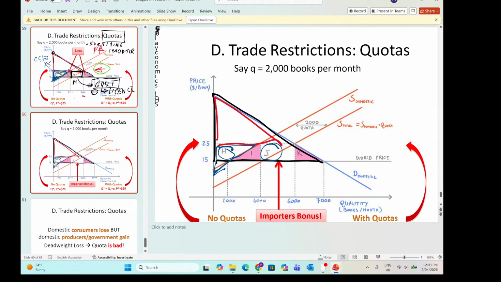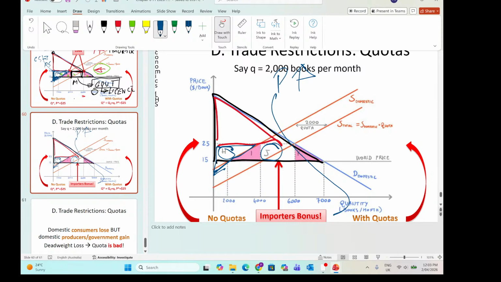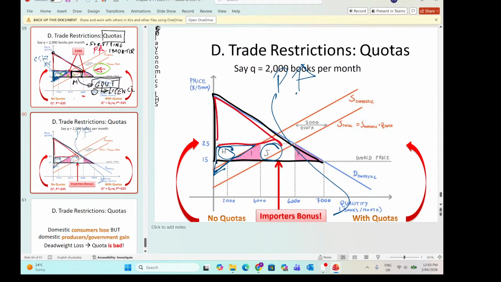Area J, who's going to gain area J? Maybe it's the surviving importers because they get to put the price up, or maybe it's the government who gets to charge them a license fee, or maybe it's a combination of both. The government might charge a license fee, but the firms may be able to put the price up by an even greater amount. So we can see that the total level of surplus is smaller because we still have these two areas here. Area I, that was part of the consumer surplus. Now it's no one's surplus.